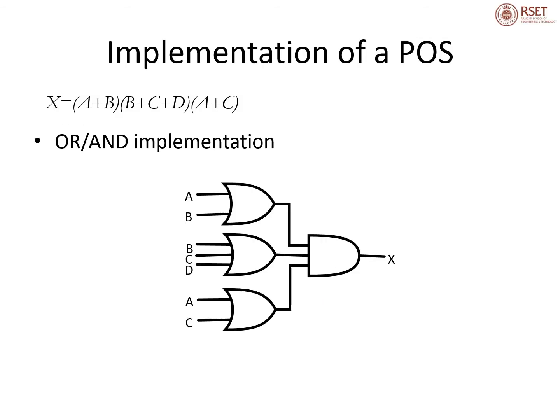Now, implementation of a product of sum. An example is taken: X equals A plus B into B plus C plus D into A plus C, that can be implemented using OR and AND implementation method. So this is an example of the implementation of a product of sum.